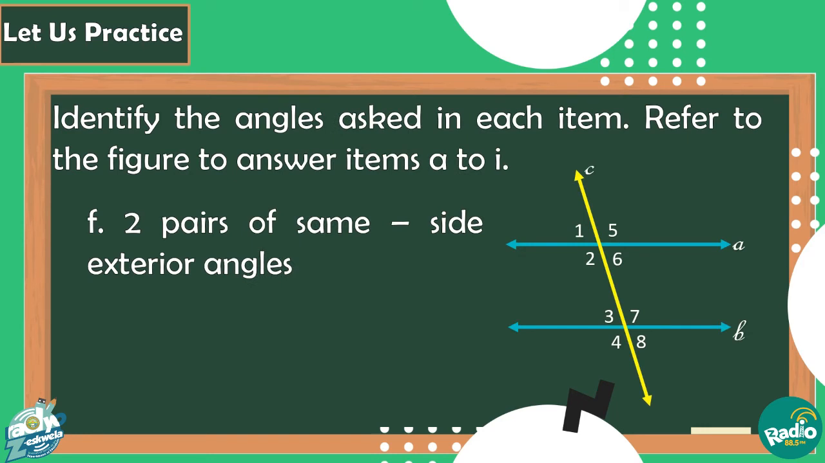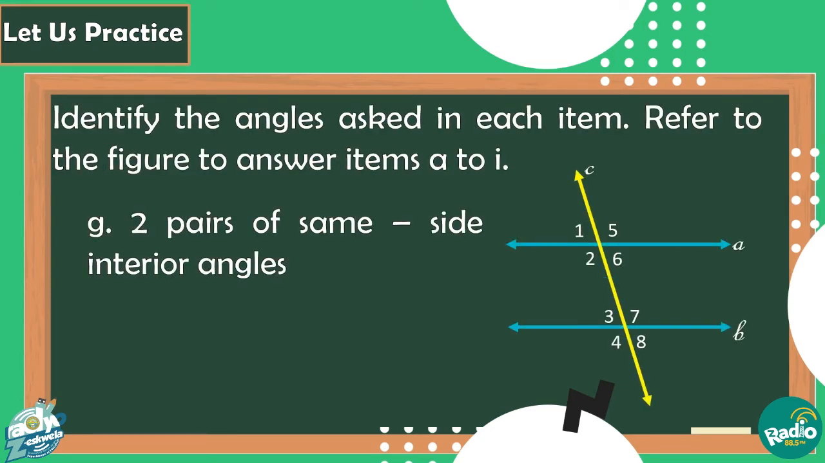Next is, give the two pairs of the same side exterior angles. We have angle 1 and angle 4. And the next pair is angle 5 and, great, it's angle 8.